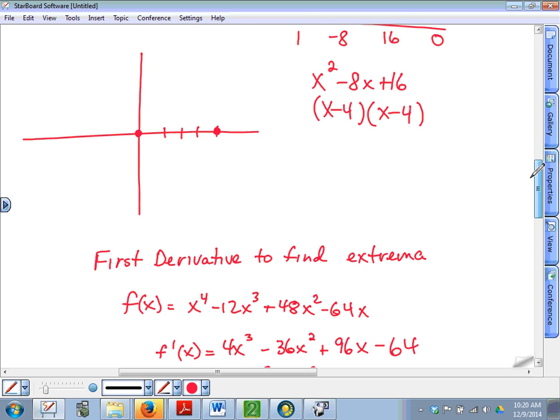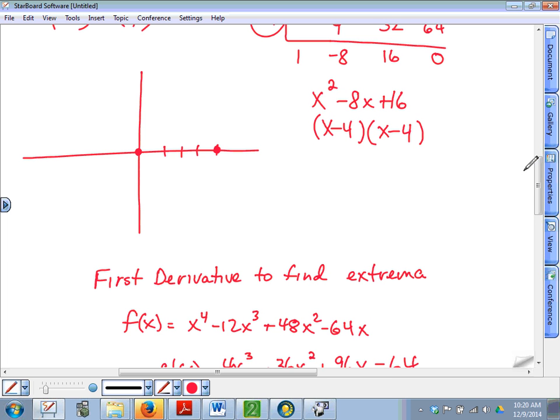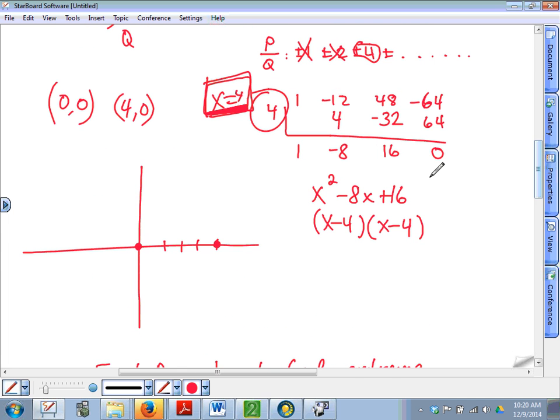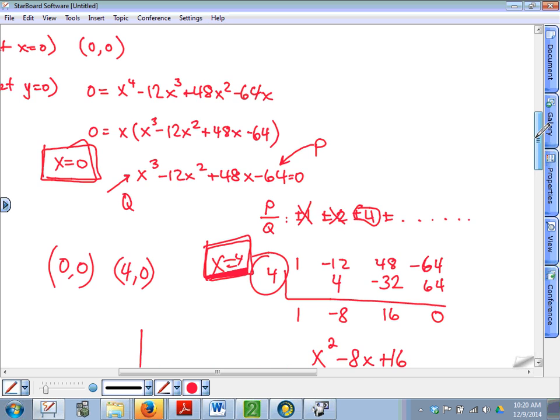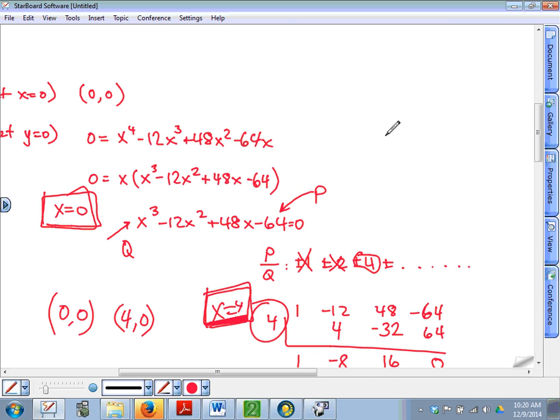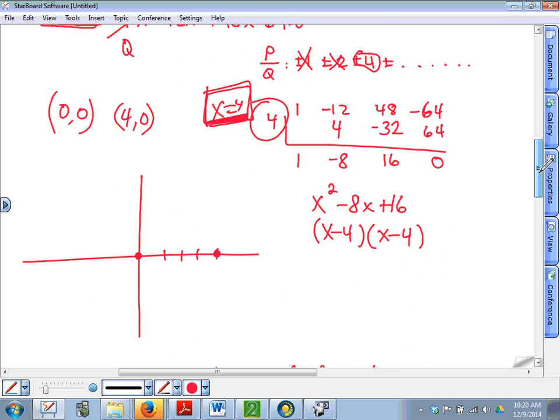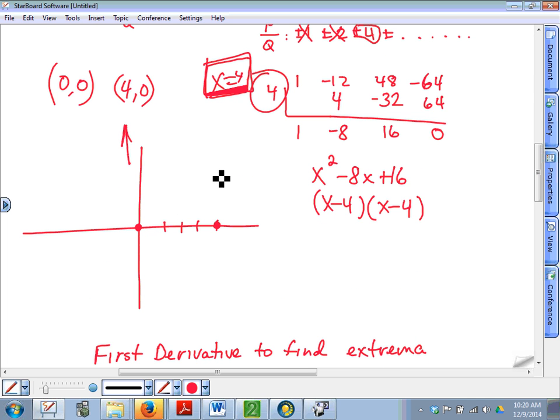The first derivative test. Why would we want to have it? Well, first of all, let's go back and remember how we did this in pre-calc. In pre-calc, what you really needed to know were the x-intercepts, the y-intercepts, and the end behavior. If this is a 4th degree polynomial, what would the end behavior be? Left side's up, right side's up.